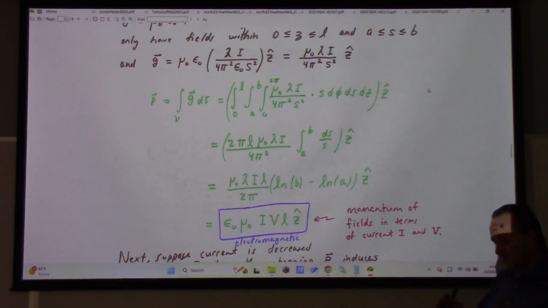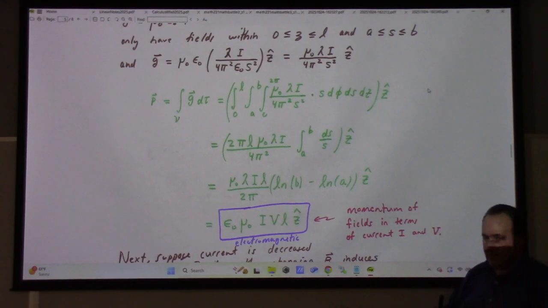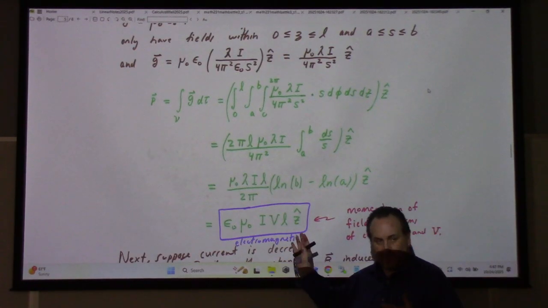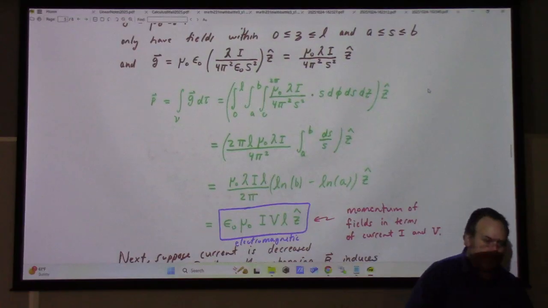Let's pause and understand what we're talking about here. We're talking about the electromagnetic field's momentum. That's what we've calculated here. This is the electromagnetic field momentum.